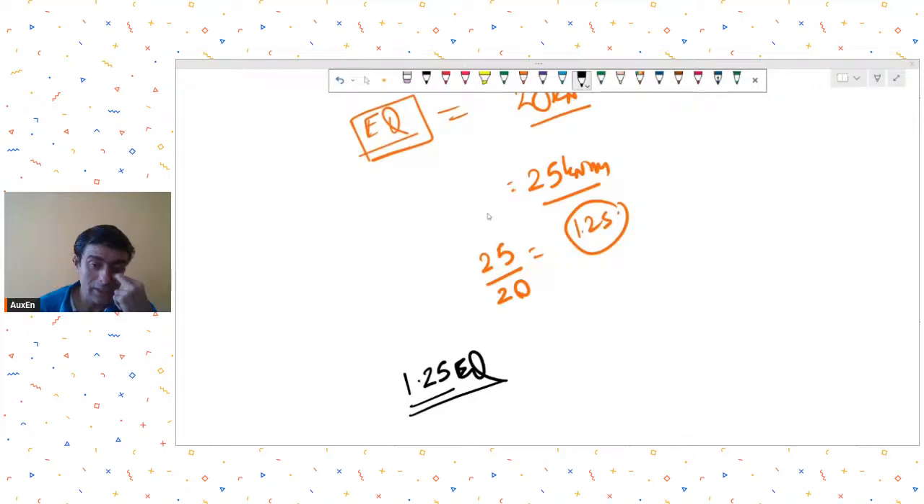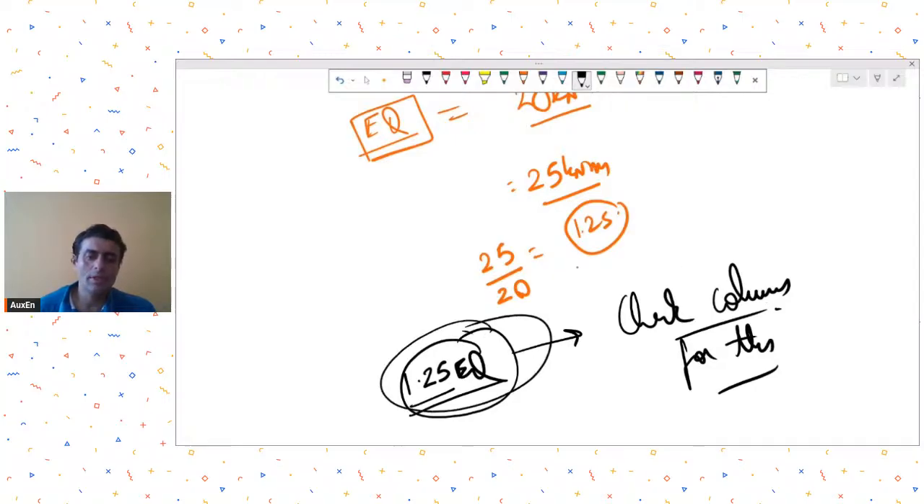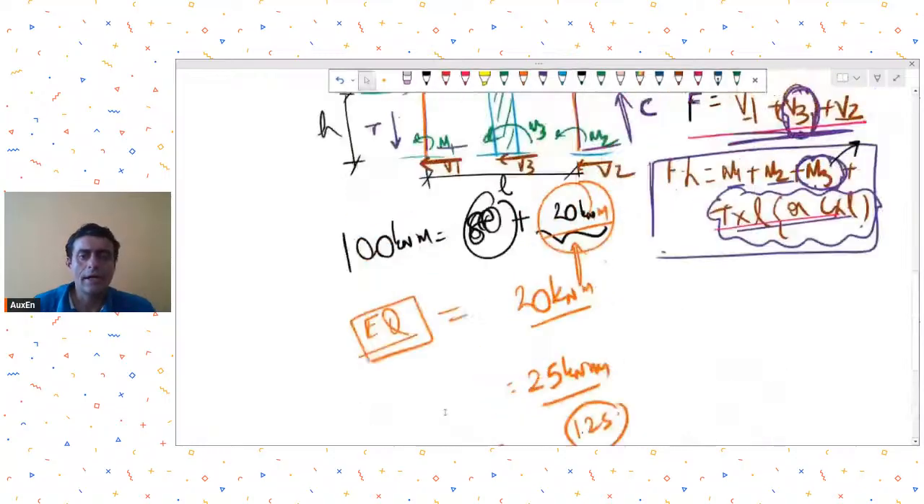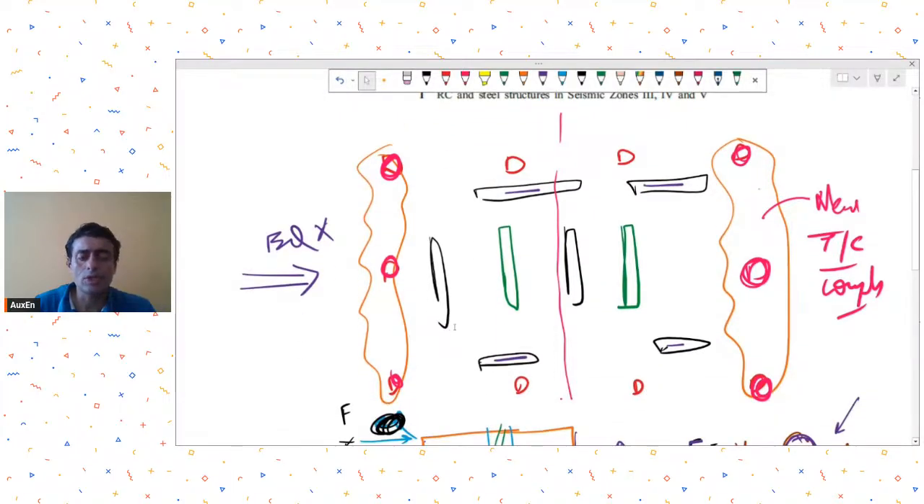strategies you can use, and then you can apply this force in your model, and then check your columns for this. Am I clear in what I am explaining? So for columns, you make a special load combination where the EQ is replaced by this, so that around 25% of the earthquake forces, I mean, the effects of earthquake forces.